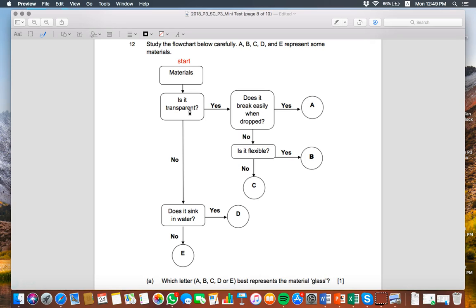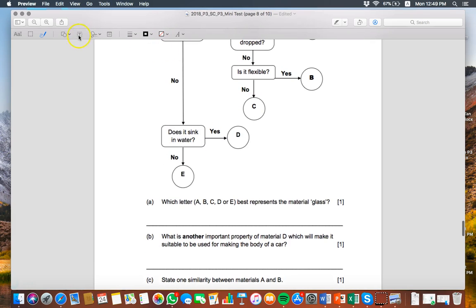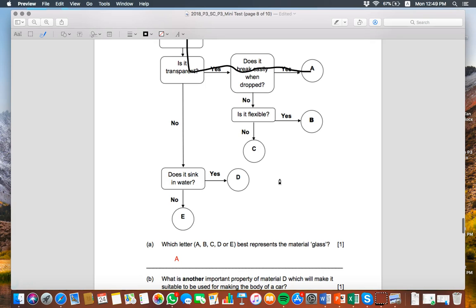So, which letter best represents clear glass? Is it transparent? Yes. Okay. So, let's see. Does it break easily when dropped? Yes. So, answer would be A. Simple or not? Easy peasy lemon squeezy. So answer is A. Okay, so 1 mark giveaway.